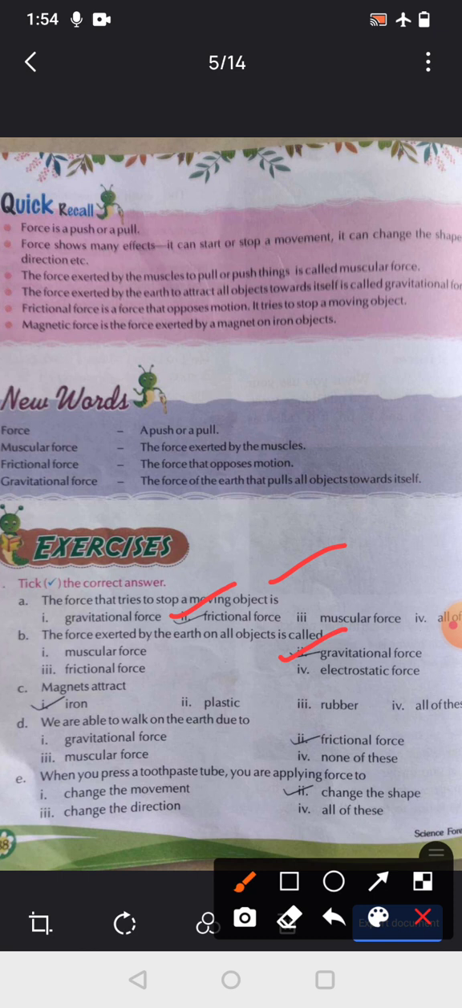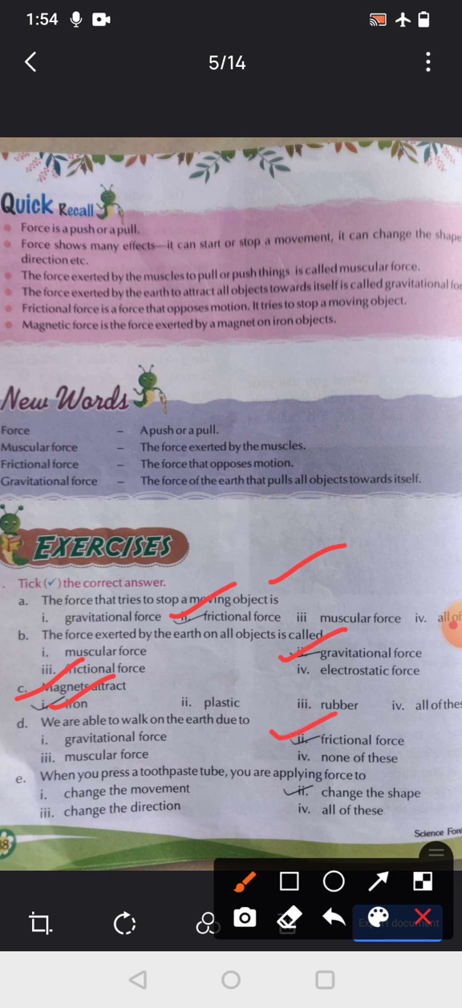What is it called? It is called gravitational force, right? Because the earth pulls all objects towards itself. Number C, a magnet attracts iron. It does not attract plastic, neither rubber. All of these are wrong answers. So what is the correct one? Iron. Number D, we are able to walk on the earth due to frictional force, right?